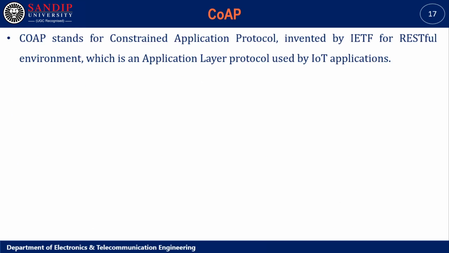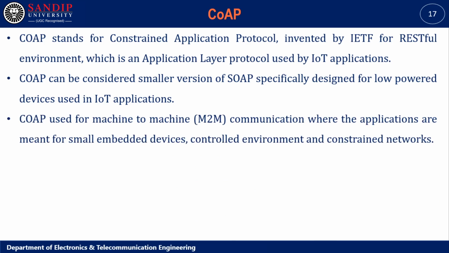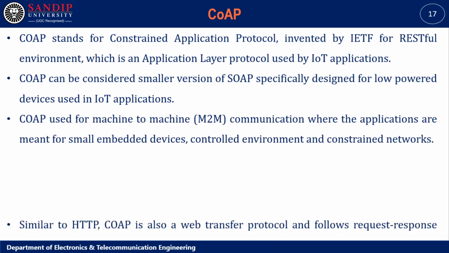Now let us discuss CoAP. CoAP stands for Constrained Application Protocol, invented by the IETF for RESTful environments, which is an application layer protocol used by IoT applications. CoAP can be considered a smaller version of HTTP, specifically designed for low power devices used in IoT applications. CoAP is used for machine to machine, that is M2M, communication, where the applications are meant for small embedded devices, controlled environments and constrained networks.